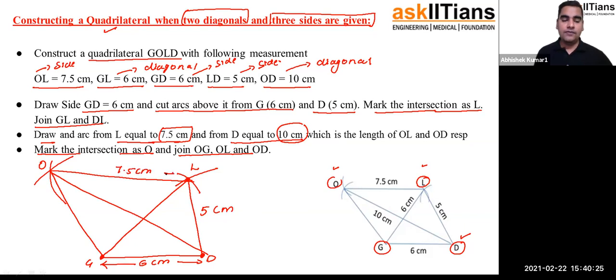And apart from that, we were provided the lengths of the two diagonals. The diagonal GL was provided to us, that's equal to 6 centimeter. And this diagonal was provided to us, which is equal to 10 centimeter. So we have drawn this quadrilateral. Here we are first interested in forming the triangles, and after the formation of both triangles is done, you will automatically get your required quadrilateral. I hope this is clear to everyone. In case you have any query, please ask me. I'm giving you 30 seconds.